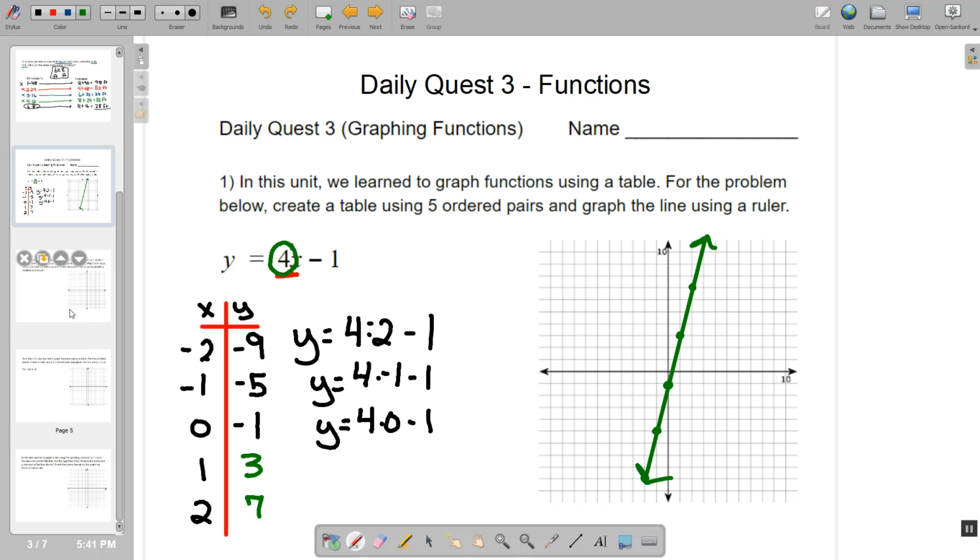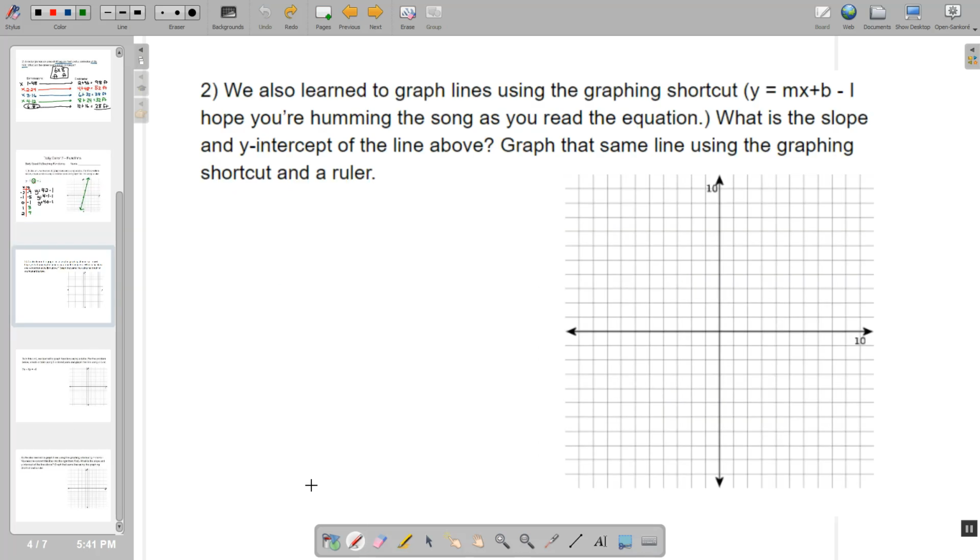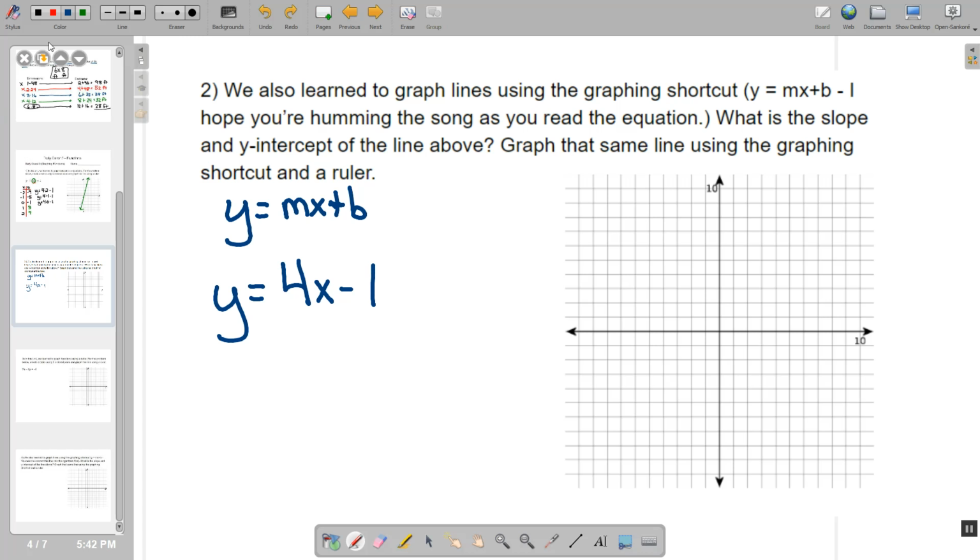Let's do that problem using the graphing shortcut, which is y equals mx plus b. And I'm hoping you're saying it with rhythm or even doing the hand motions. I'd be so proud of you. Our equation was y equals 4x minus 1. And like I talked about in class, this is kind of the 8th grade dream here because you're able to graph the line correctly in the fastest possible way. That's all this is, a nice shortcut.